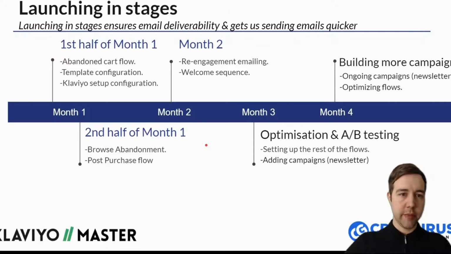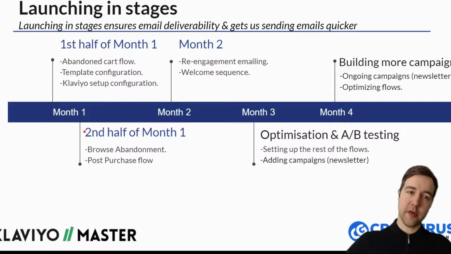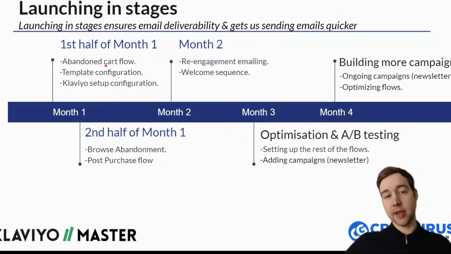All right, very briefly about launching in stages and why that is important. We break it down to month 1, month 2, month 3, month 4, and also on the first and second half of that month. So this is meant to work as an iterative launch, starting from the most high impact thing, which is the abandoned cart flow, then configuring templates and the setup in general, then moving to the other couple of most important flows, which we will cover on the next slide.